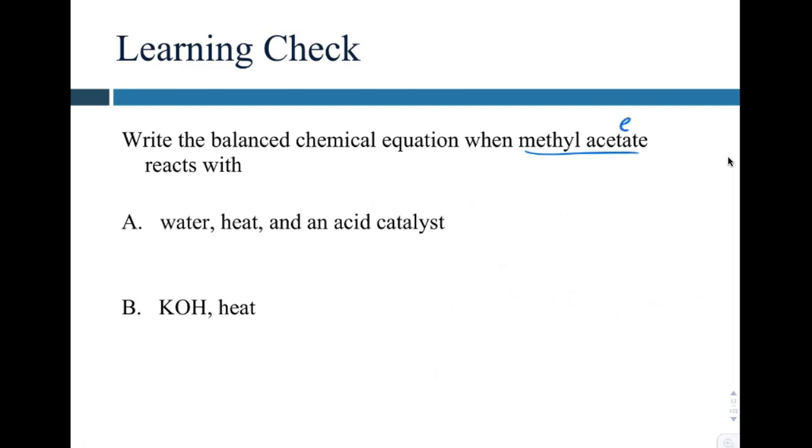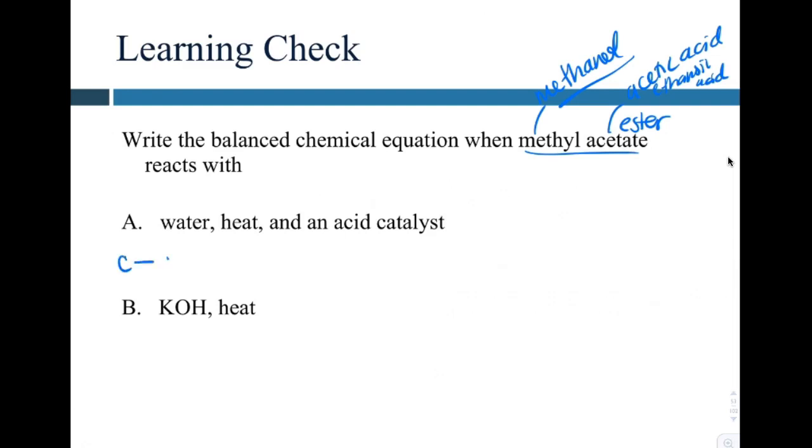So this is an ester because it comes from methanol, which guess what is going to be a product for both of these. And it comes from acetic acid or ethanoic acid. Okay? So if we're looking at methyl acetate, let's draw it out. Put your carboxylic acid first when you're doing the drawing.